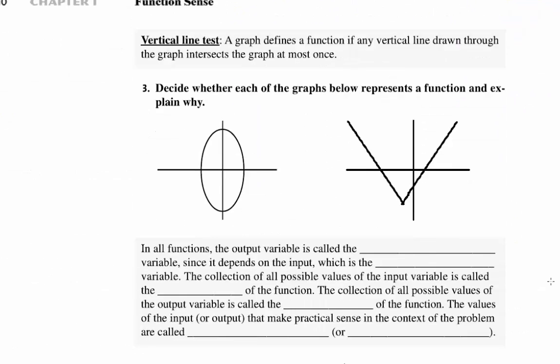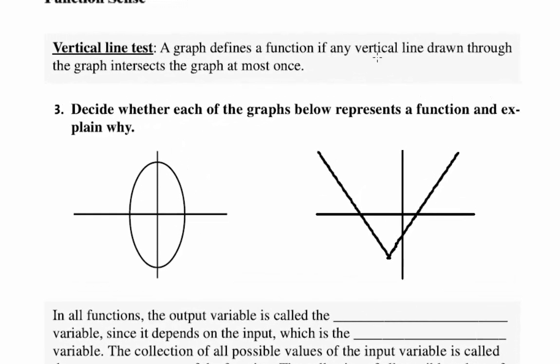Moving on, we're given a definition. The vertical line test. A graph defines a function if any vertical line drawn through the graph intersects the graph at most one time. So let's take a look at problem number 3. We're asked to decide if the graph represents a function. So I am just going to draw a vertical line through each graph and see if they intersect once or more than once.